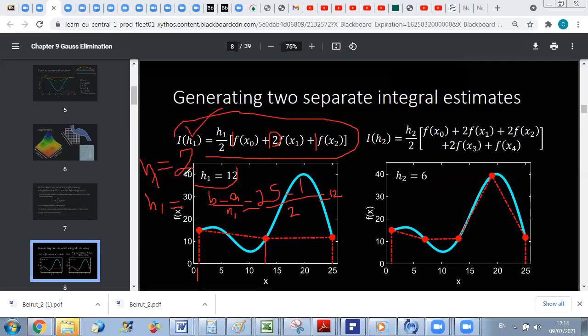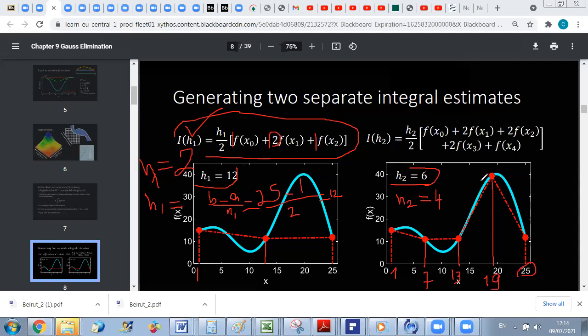Now, a more accurate estimate will be obtained by doubling the number of segments and therefore decreasing h by 2. So now if I reduce the step size by 2, I am doubling the number of segments. So now n2 is equal to 4, and then I need 5 points. The step is 6. So the first point will have coordinate x0 equal to 1. The second point will have a coordinate of 7. The third point will have a coordinate of 13. The fourth point will have a coordinate of 19. And the final one will have a coordinate of 25.